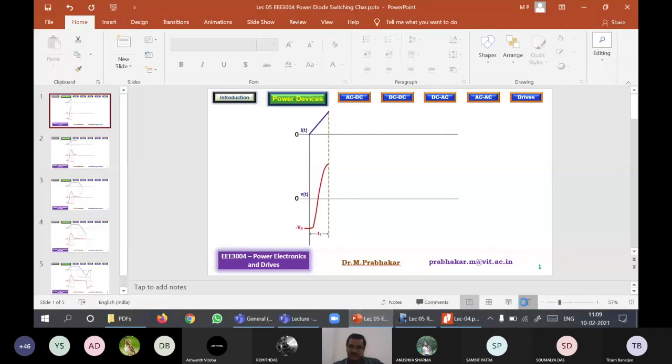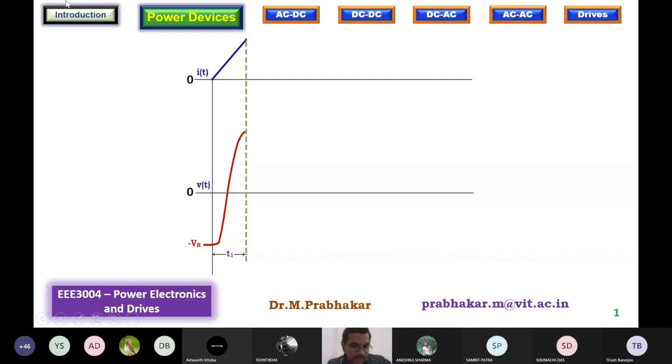I hope you are able to see my screen. It's a PowerPoint presentation. Again, this is an interesting topic because you might not have come across switching profiles of devices in your semiconductor devices and circuits courses. Whereas in power devices, they are going to be very, very important because the one major difference between a power device and a normal device is the introduction of that lightly doped N minus drift layer. It is going to be present in all the devices.